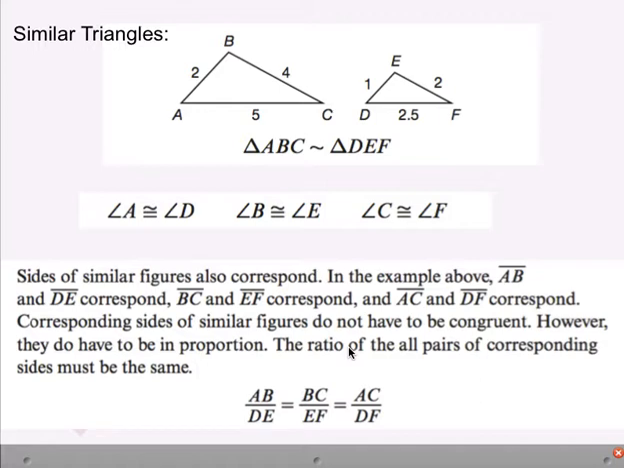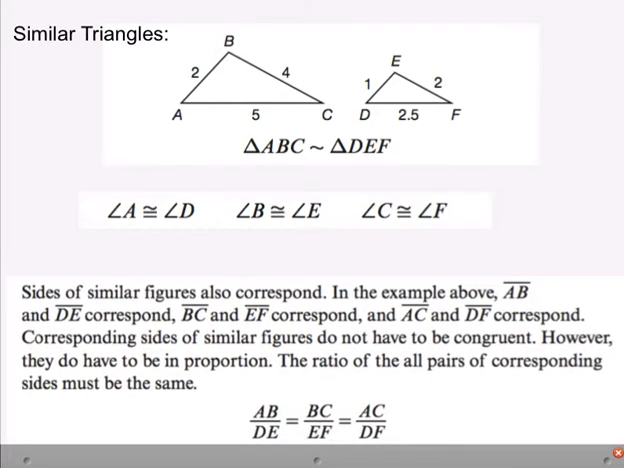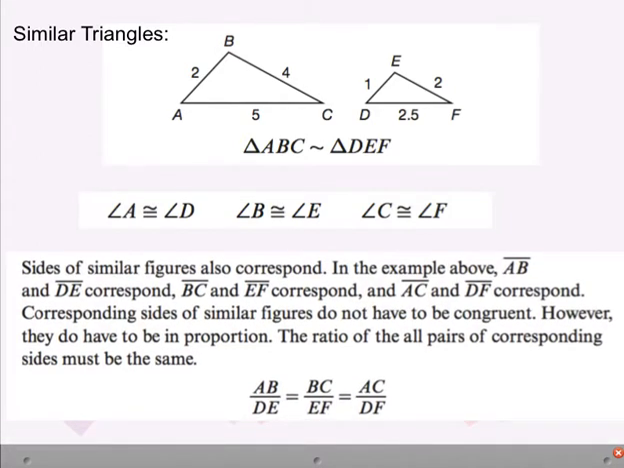If we're looking at AB to DE, that means we have 2 to 1. AB is 2, DE is 1, so we have 2 to 1. Then BC to EF. Well, BC is 4, EF is 2, so that ratio is the same as 2 to 1. And AC to DF, 5 to 2.5. All of those ratios reduce to 2, so we can say the scale factor from the small one to the big one, we just multiply by 2. Those ratios are the same.